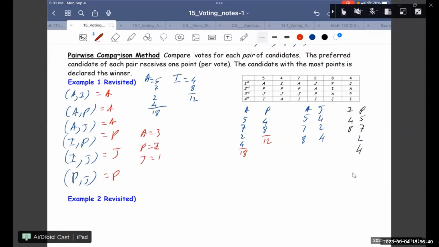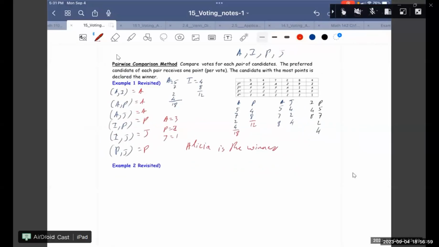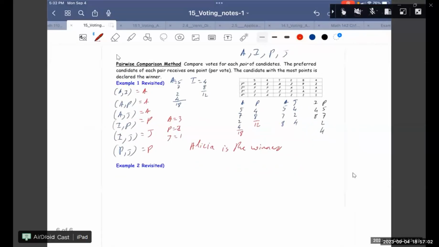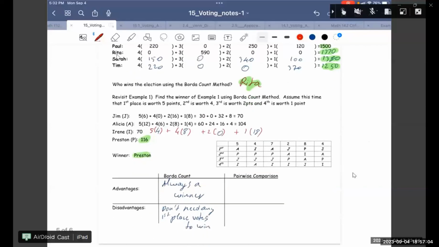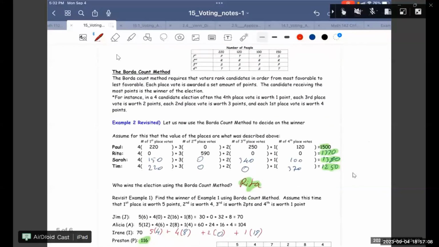So in here Alyssa is the winner. So Alyssa is the winner. So we can do the same thing for example number 2. Right. For example number 2. So I can copy this.